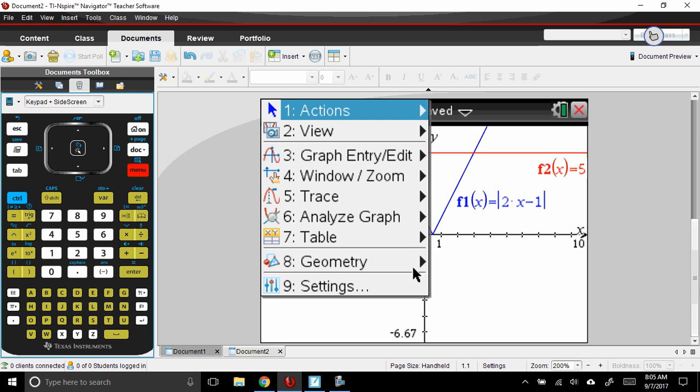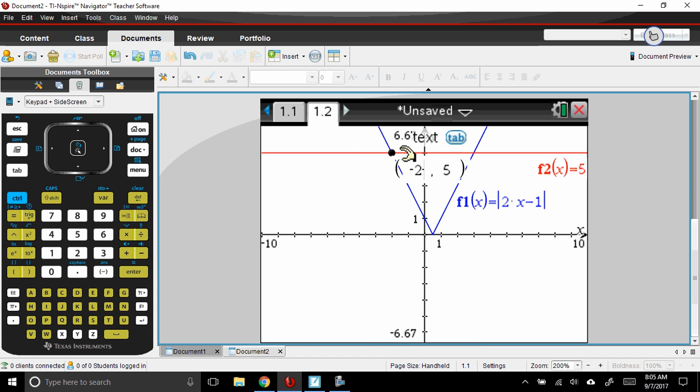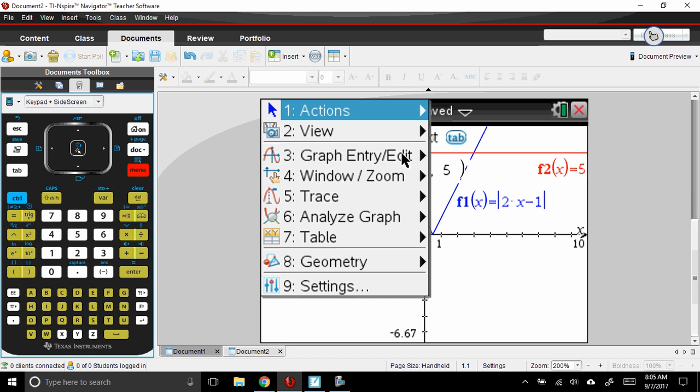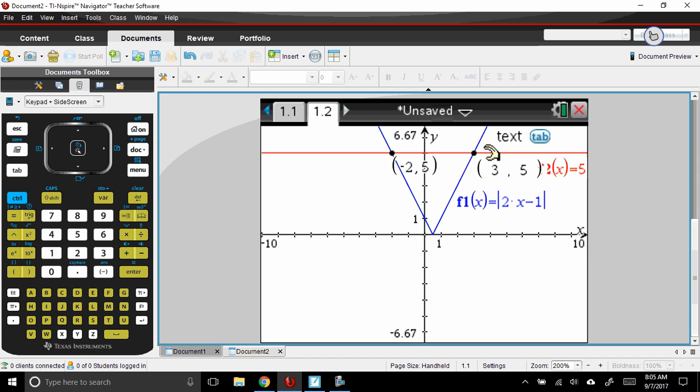So if I use my analyze and I calculate the intersection, there's one there. If I use my analyze and I calculate the intersection, there's another one over there. So my answers are the x-coordinates where those graphs meet. So negative 2 and positive 3 are my answers. What do you think? Got it? Piece of cake? Everybody going to be a boss at solving absolute value equations?